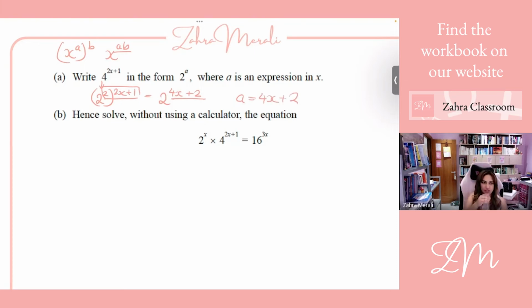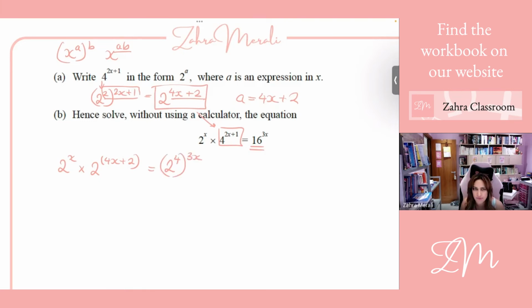Right, now it says hence solve without using a calculator. Hence just means you're using the bit from the bit before. So I'm going to replace this with this. So I've got 2 to the x times by 2 to the 4x plus 2. 16, I want to put in powers of 2. So, sorry, not 2 cubed, 2 to the power of 4, because it's 16. So I'm replacing 16 with 2 to the 4, and that's to the 3x.